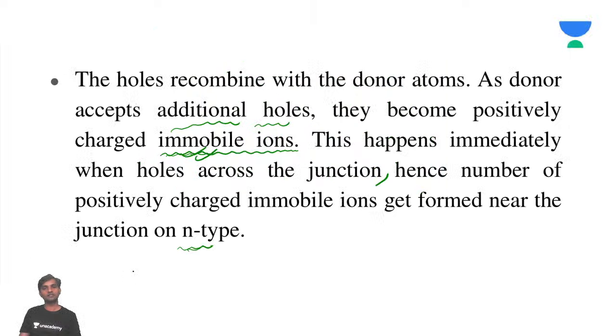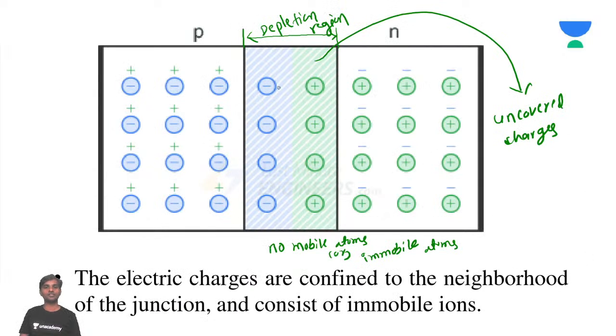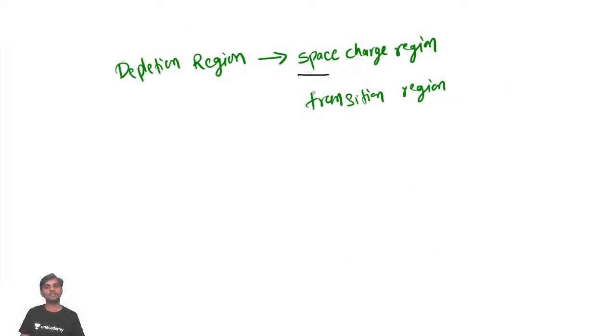Now there exists a potential, or depletion region, or space charge region, of uncovered charges. These are all uncovered charges. This region is called the depletion region. The depletion region can also be called the space charge region and transition region.